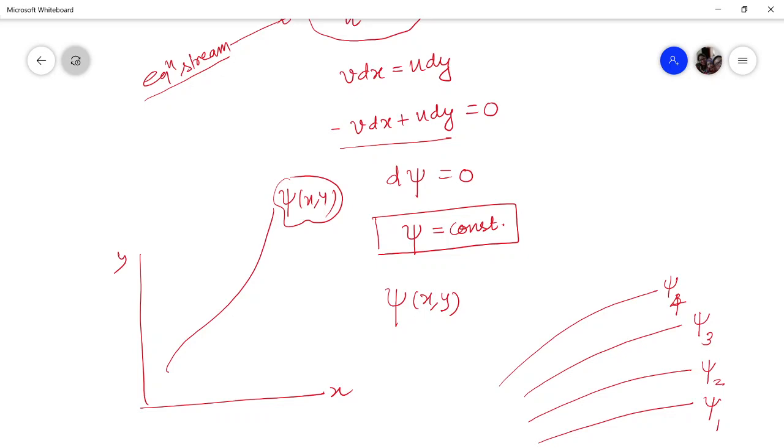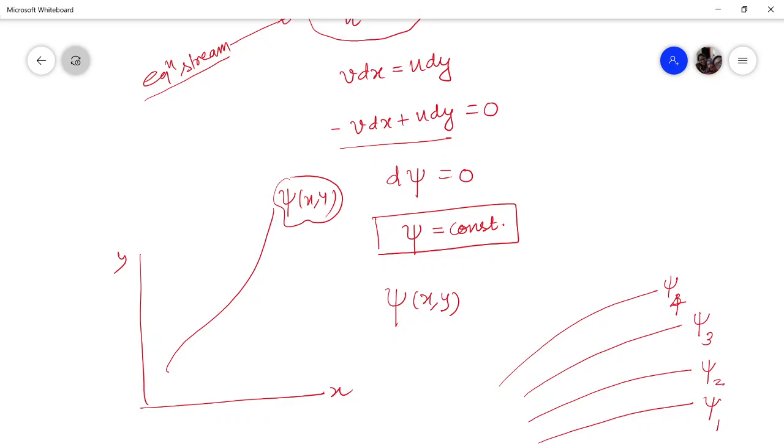Got the point? So on our streamline, the stream function is a constant. Stream functions can be thought of as the representative of streamlines. They are representing the streamline. So along a streamline, stream function is a constant.